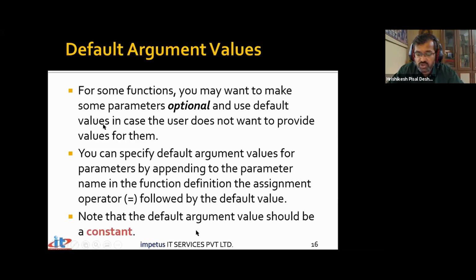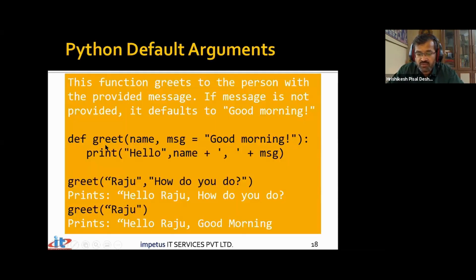Note that default argument should be a constant. You cannot have a variable. So I have a function called greet. What is important for you to pass is the name of the particular person whom we are greeting. That is something which is important.